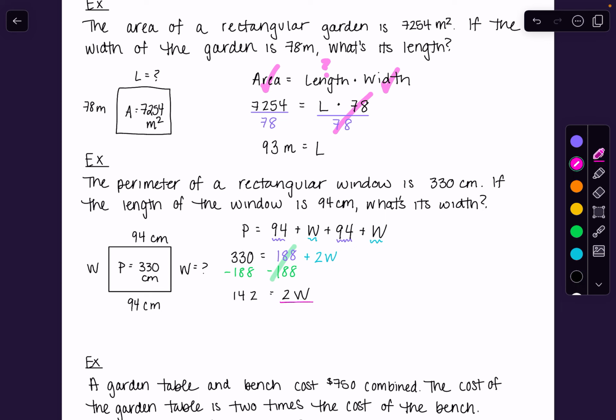And then finally, to just solve for W, which is our whole goal, we go ahead and divide by 2 to make those cancel each other out. So 142 divided by 2 gives us 71. And that is going to be our width with the units of centimeters.